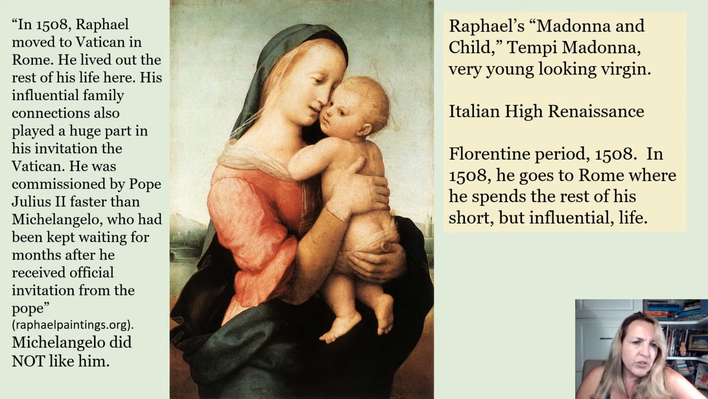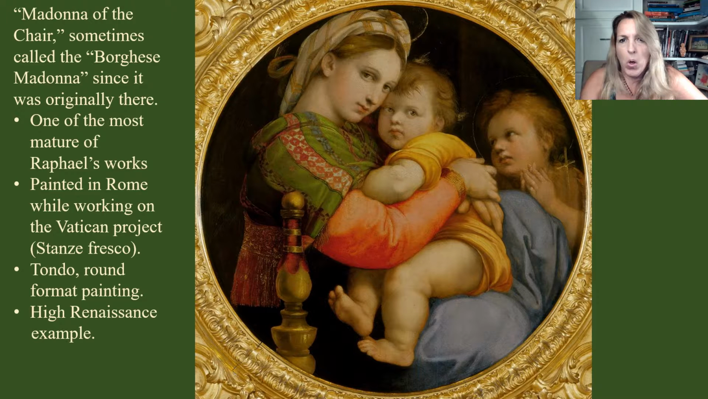And his influential family connections also played a huge part in this, because remember, his father was in the court as well. He was commissioned by Pope Julius II faster than Michelangelo, who had been kept waiting for months after he received an invitation from the Pope. So this didn't go over really well. Michelangelo got very temperamental and very jealous. There was definite rivalry between the artists. Michelangelo did not like this young upstart, not at all.